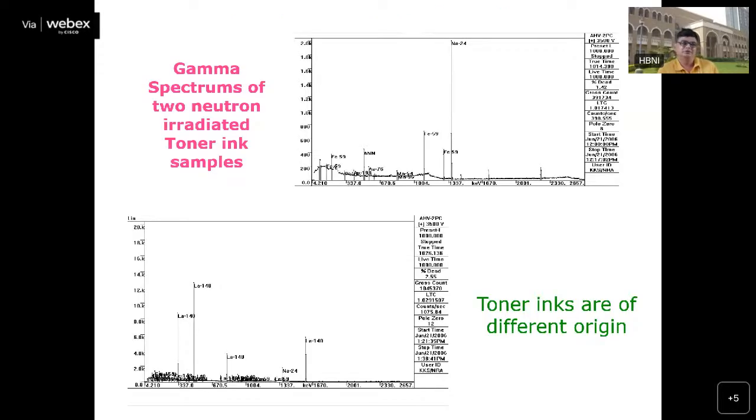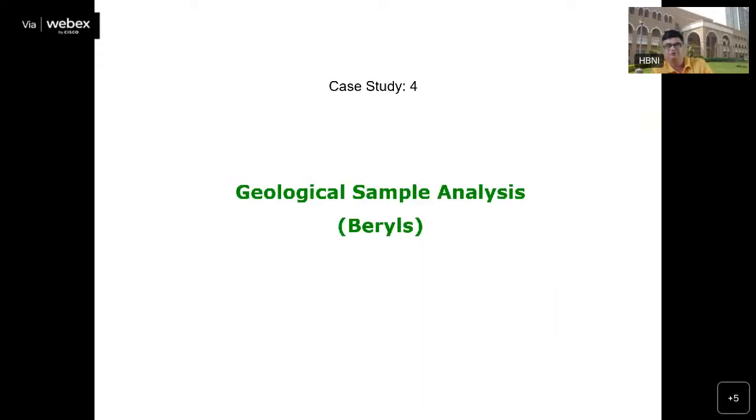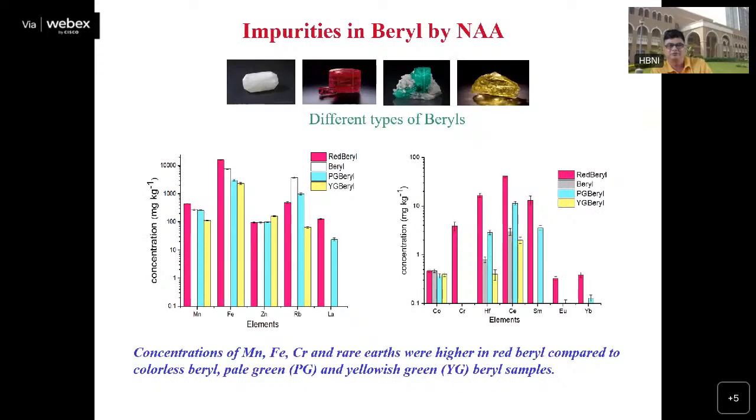Similarly, this is again used in forensic science to check whether two inks are the same or not. What we can do is carry out the neutron activation analysis and study their gamma spectrum. By this we can immediately tell whether these two inks have the same origin or a different origin. Similarly, for different kinds of geological samples we have to find out the concentration of various elements like manganese, arsenic, cerium, and rare earths.